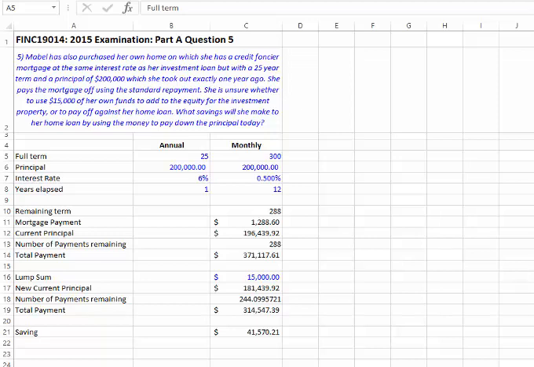What savings will she make to her home loan by using the money to pay down the principal today? Now, if we look at the question, first thing is we don't have to decide whether it's better to pay it into the investment or into the home loan. We simply have to work out what savings she's going to make off her 25-year credit foncier loan if she puts the $15,000 towards it.